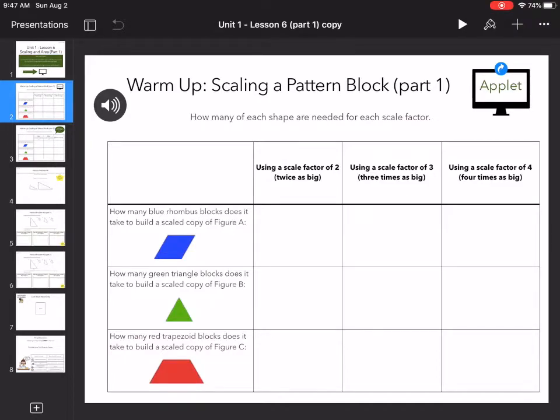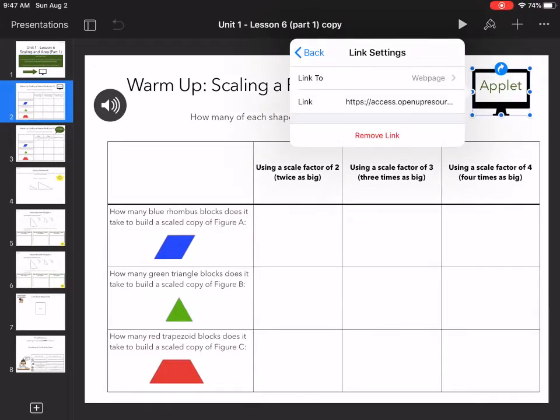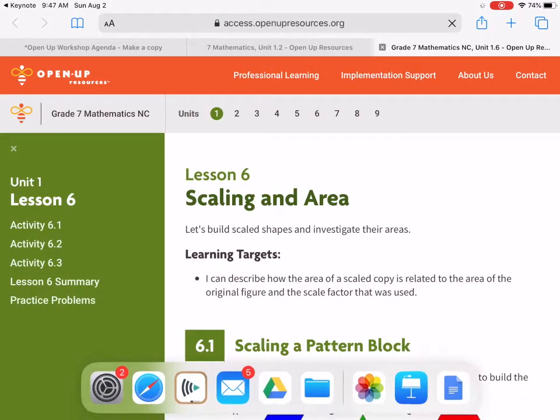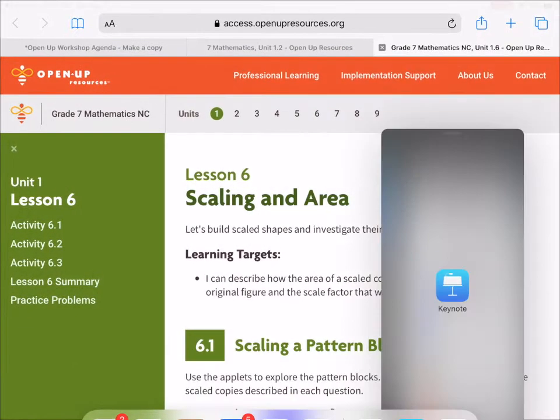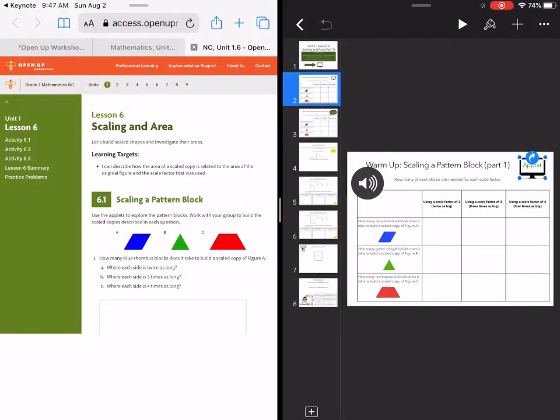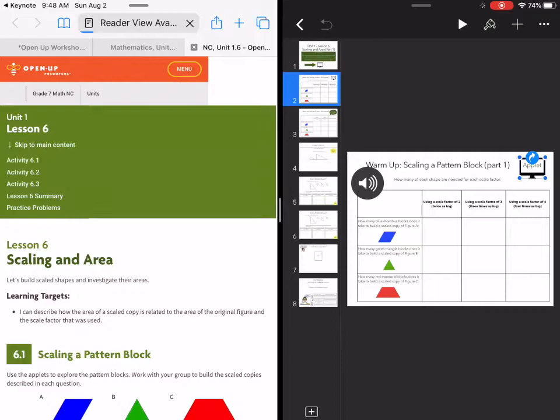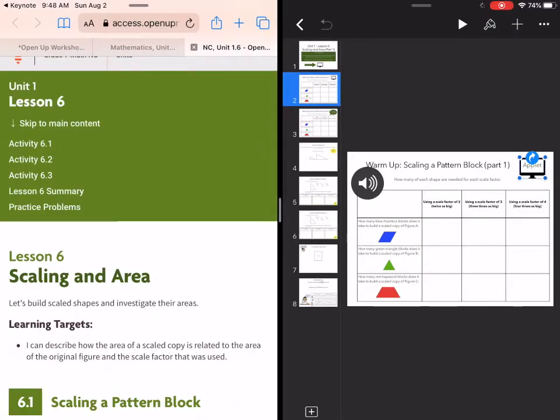All right, so for our warm-up today, we're going to scale the pattern. How many of each shape would be needed for this scale factor? So we're going to use the applet. You're going to click the blue arrow, click back, then click open. And then from there, I want to make sure that I have my work for today so that I can still write on it. It says using a scale factor of 2, using a scale factor of 3, and using a scale factor of 4.